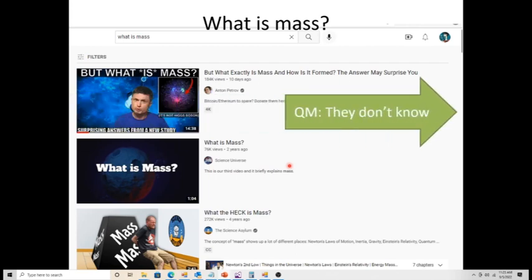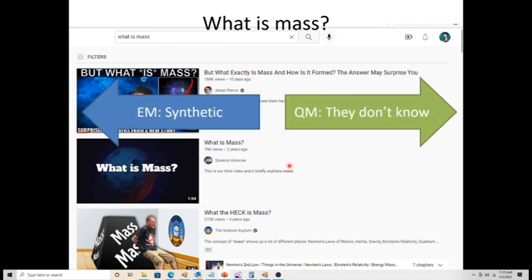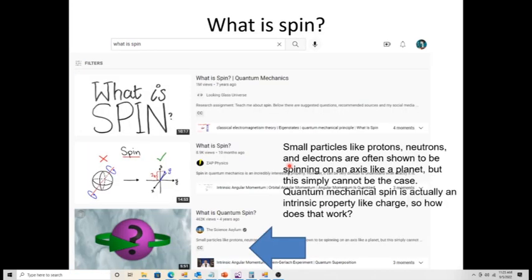And this is the difference. When it comes to mass, quantum mechanics don't know. Ethereal mechanics are going to show you it's synthetic. The next property is spin. Again, do a search. What is spin? What is quantum spin?